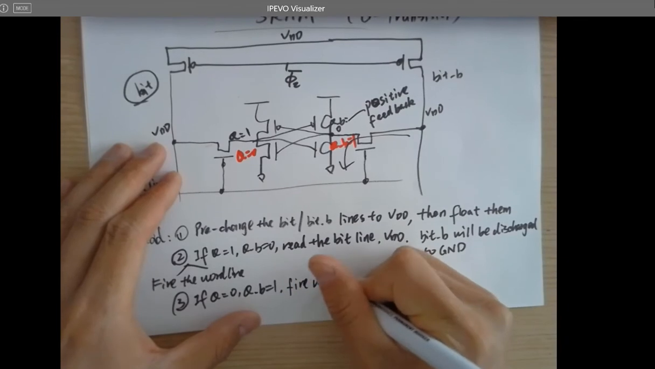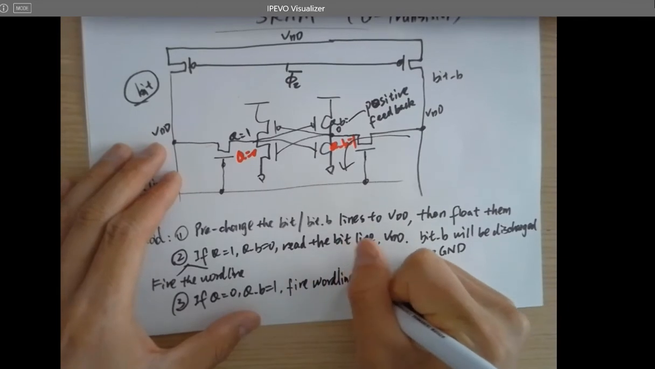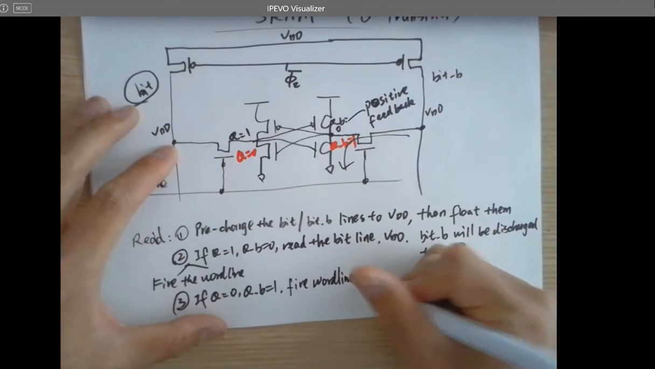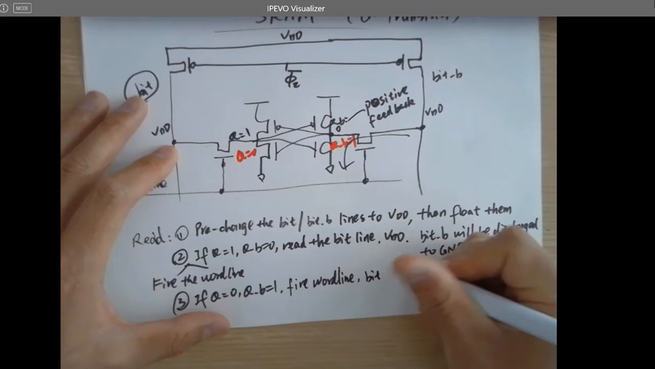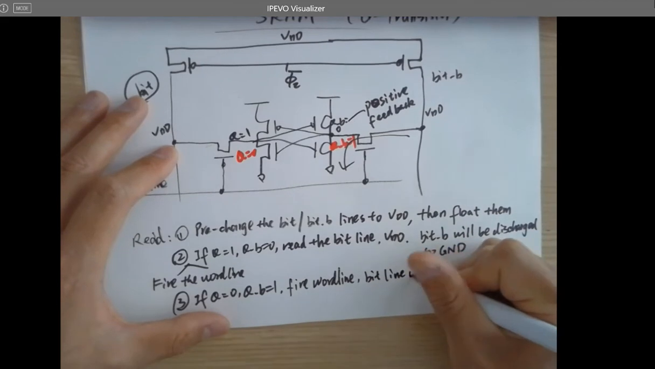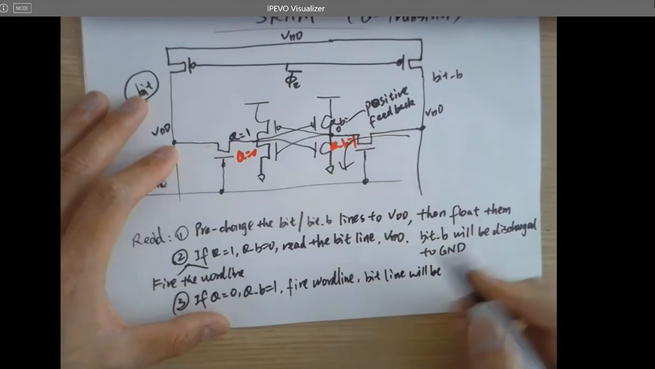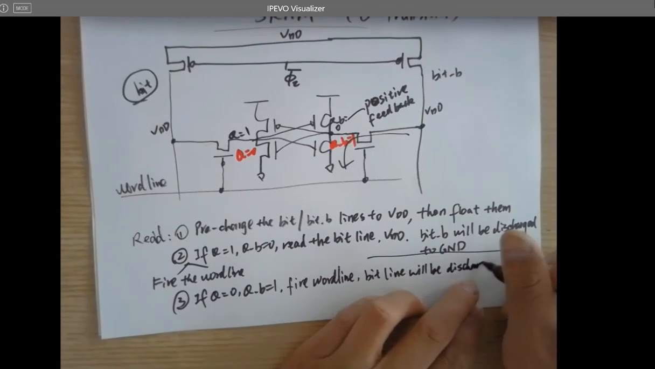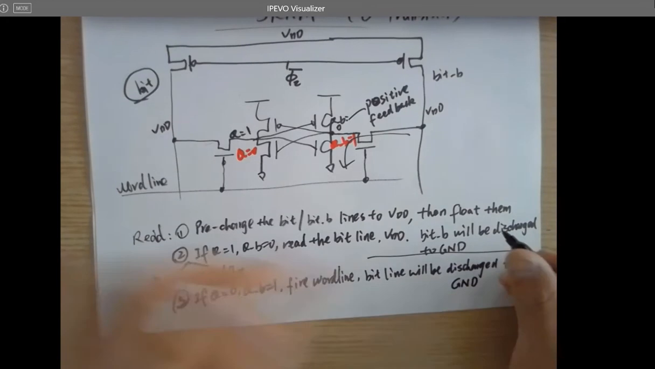Fire the word line, the channels will be on, and the bit line will be discharged to ground. So you can read a 0 from here.